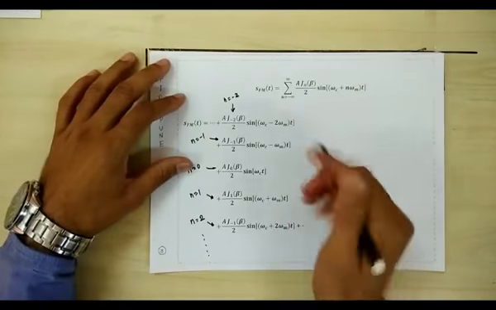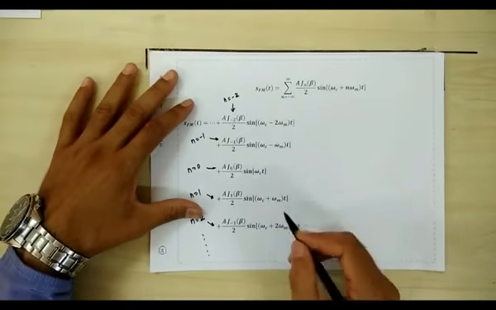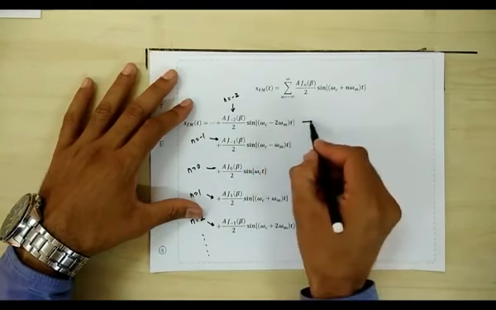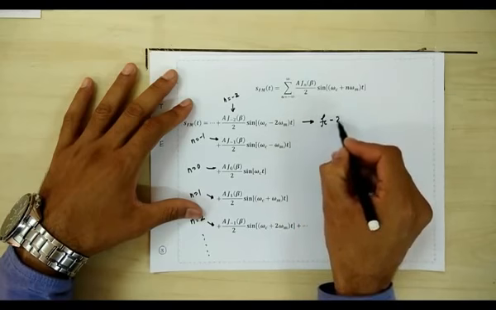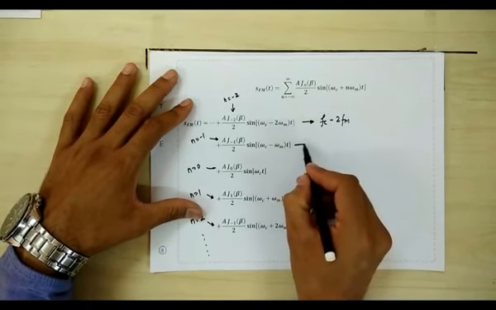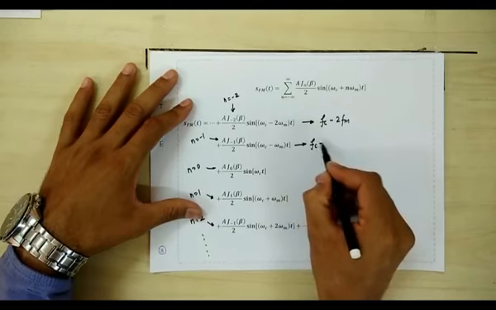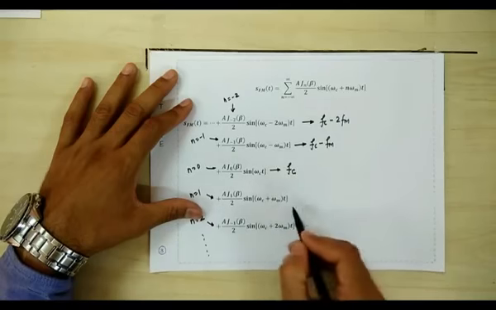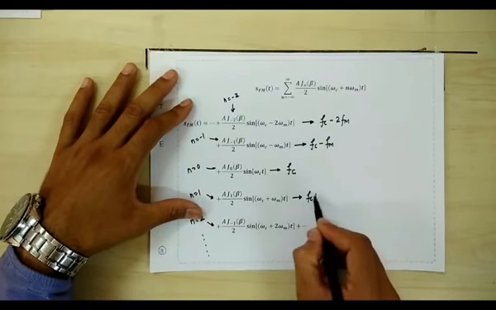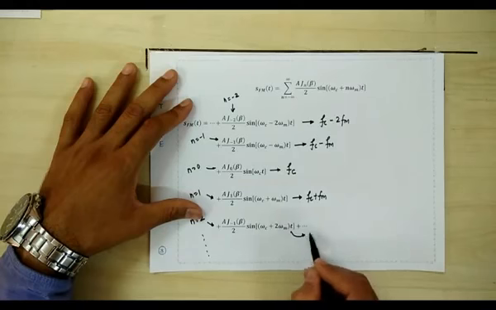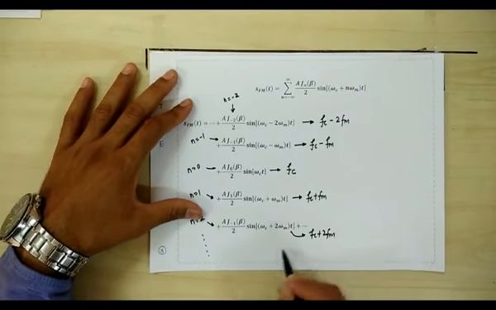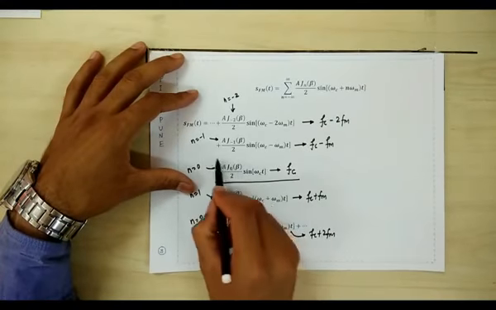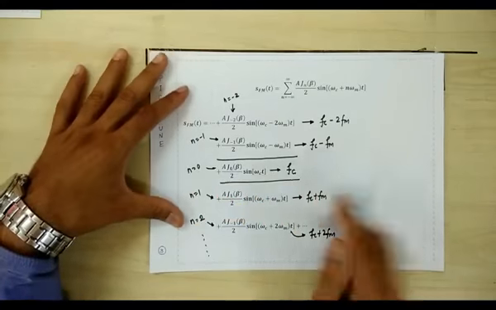If you carefully look at this equation, what we can see is this is the signal which is present at the frequency fc minus 2 fm, and this is the term which is nothing but fc minus fm. This is the term which is present at fc, and this is fc plus fm, and this value is fc plus 2 fm, and so on.